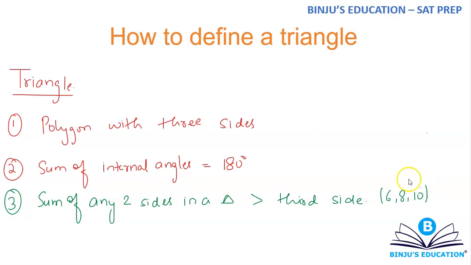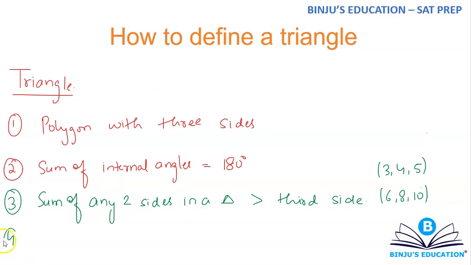For example, take another triangle. Let's suppose 3, 4, 5, another right angle triangle. So 3 plus 4 is greater than 5, 3 plus 5 is greater than 4, and so on. Okay, so in a triangle, sum of any 2 sides is always greater than the third side. This is always true for any triangle that you'll ever come across.